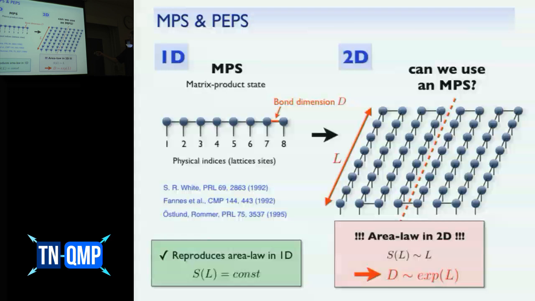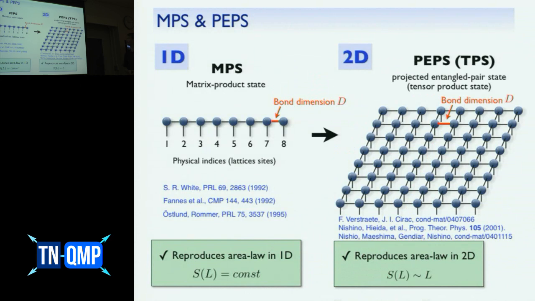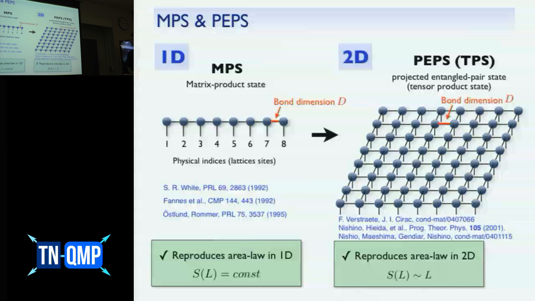And this leads us to PEPS, so projected entangled pair state, also called a tensor product state, right? And you see this can really be seen as a very natural extension of an MPS to two dimensions, because we also have exactly one tensor per lattice site, and each tensor is connected to its four nearest neighbors by four auxiliary bonds. So it's really a very natural generalization to 2D. And we can now easily show that this PEPS fulfills an area law in two dimensions.